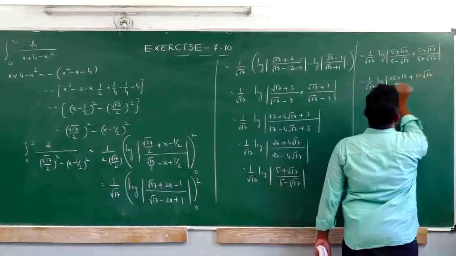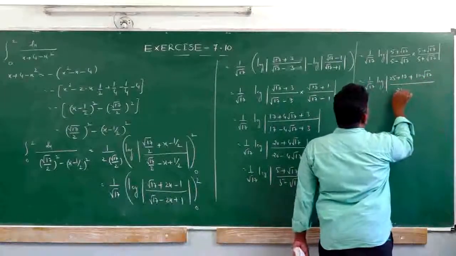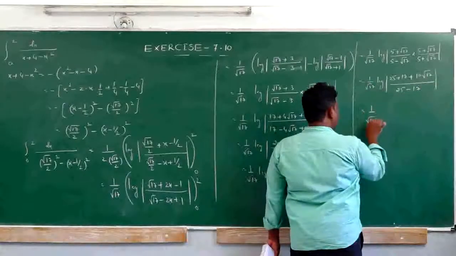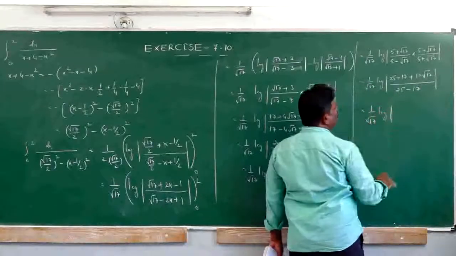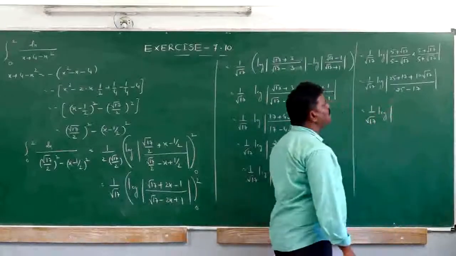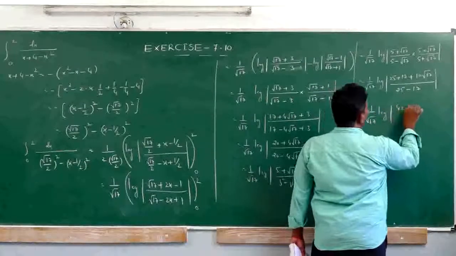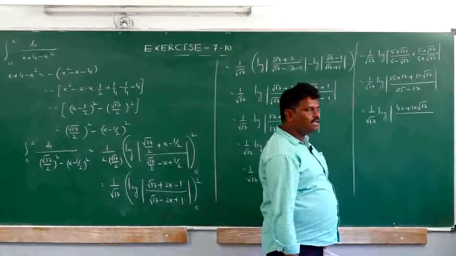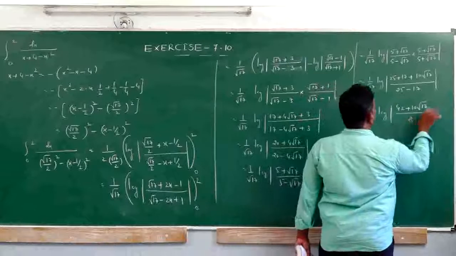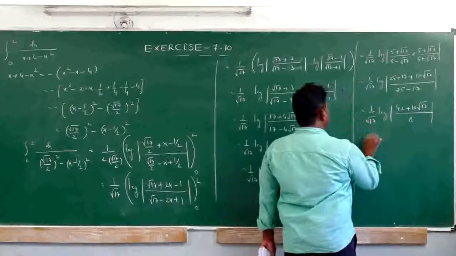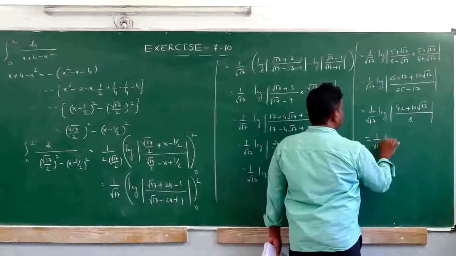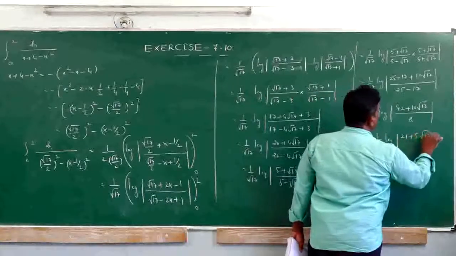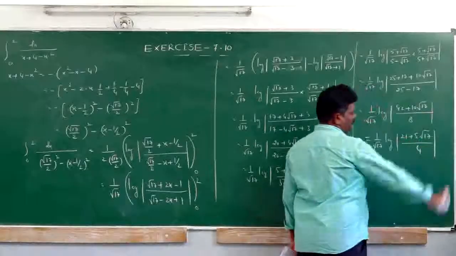10 into root 17 divided by 25 minus 17, that is equal to 1 by root 17 log of this value, how much here, 42 plus 10 into root 17 by here how much, 8 value. So 25 minus 17 means 8 value. 2 common if you take, 1 by root 17 log of 21 plus 5 into root 17 by 4 value. Right.